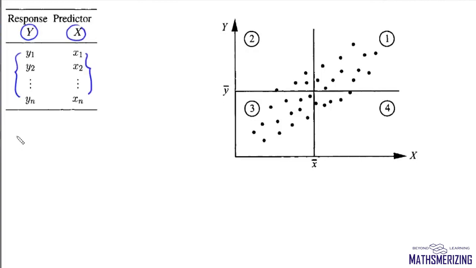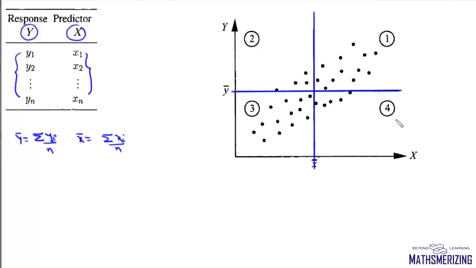Now if we find the mean of y, then the mean of y is given by summation yi by n, and the mean of x will be given by summation xi by n. Now if we plot these points and we draw lines at x bar and y bar, these two lines will divide this entire plane into 4 quadrants, say 1, 2, 3 and 4.